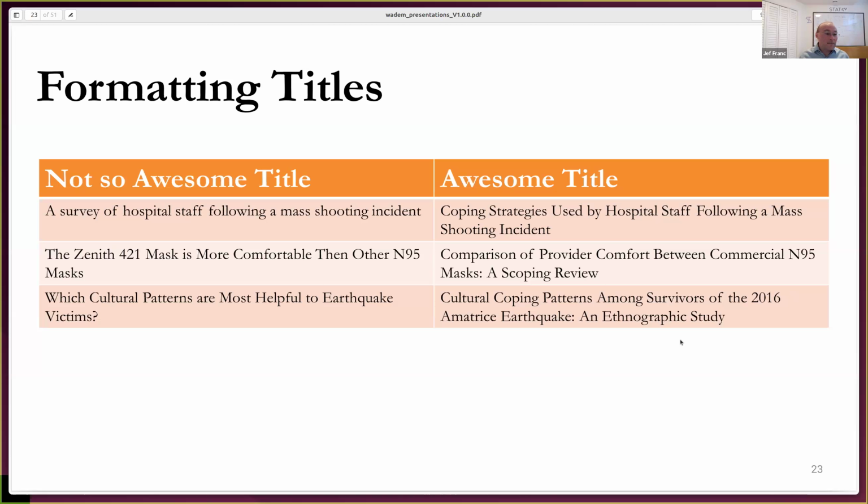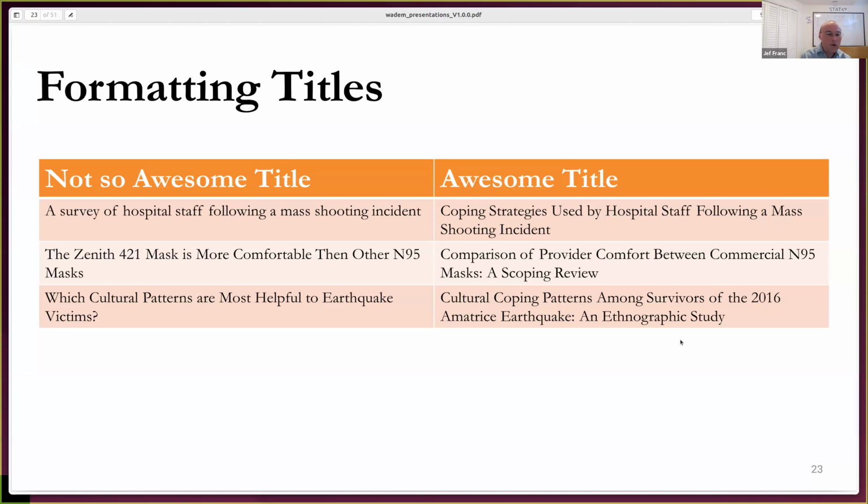Okay, another not so awesome title, Zenith 421 mask is more comfortable than other N95 masks. Doesn't tell you how you came to that conclusion. So I would prefer comparison of provider comfort between commercial N95 masks, a scoping review, being a stronger methodology.